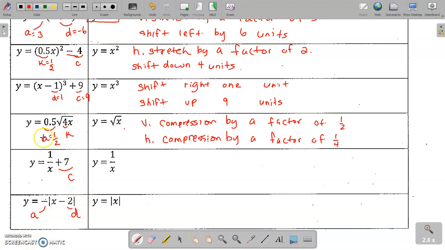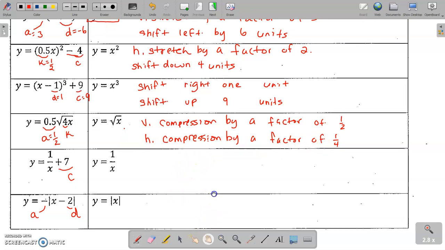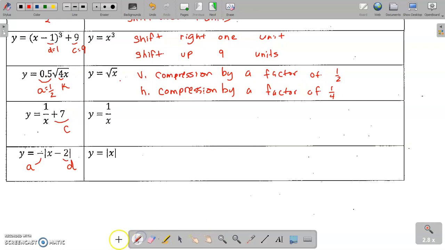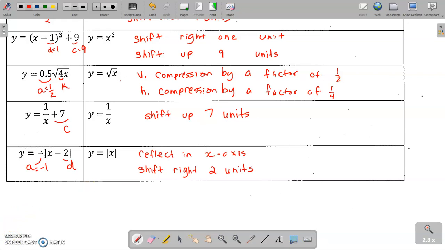And the next function, we've got a vertical compression by a factor of 1/2 and a horizontal compression by a factor of 1/4. Now for the next function, we're simply going to shift up by 7 units. So again, pause again, and we'll do the last one. For the final function on the table, your a is -1. That means a reflection in the x-axis, so it flips it over. And where your d equals 2, you're going to shift right 2 units.